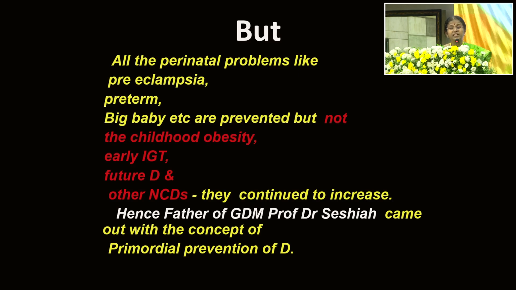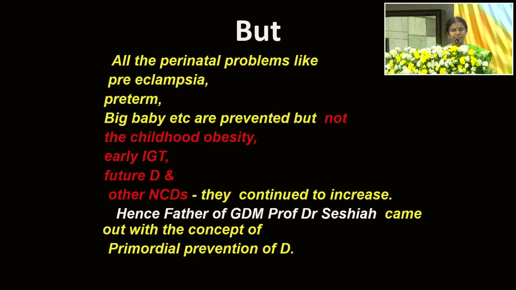And what happened with controlling the GDM? Of course, we were able to control preeclampsia, which is again a state of insulin resistance. Preterm was controlled, big baby, IUGR, all were controlled. But we were not able to control the childhood obesity, which is very common nowadays. The early occurrence of impaired glucose tolerance, future diabetes, and other non-communicable diseases are all continuing to increase.